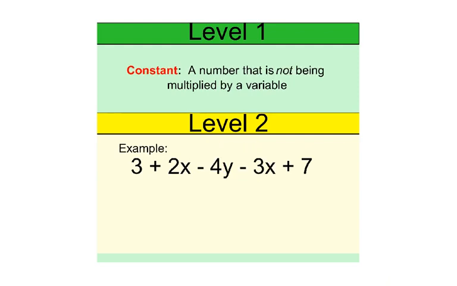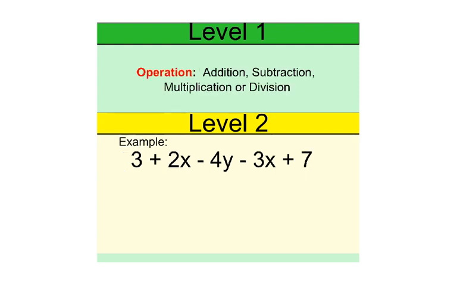Okay, a constant. What is a constant? It says a number that is not being multiplied by a variable. So it's the one that doesn't have the letters with it. Well, there's a 3 that doesn't have a letter, and there's a 7 that doesn't have a letter. So the 3 and the 7 are your constants. Operation, we just talked about this one. Addition, subtraction, and that tricky multiplication that's in between each of these right here. The other operation is division, and in this problem there is no division.